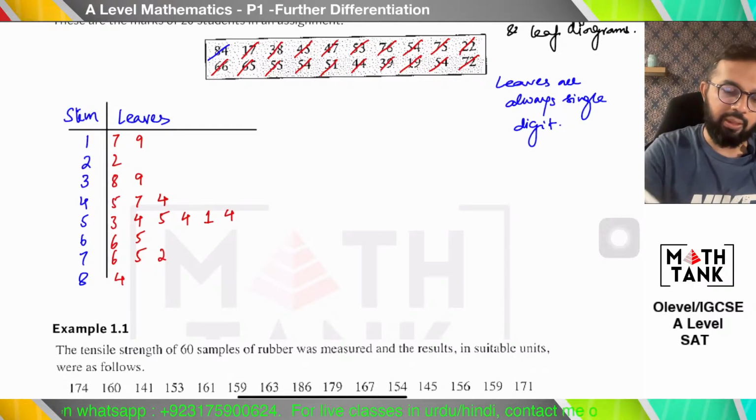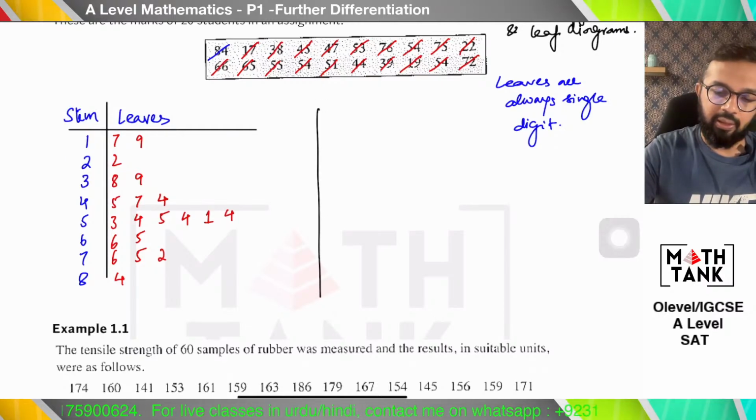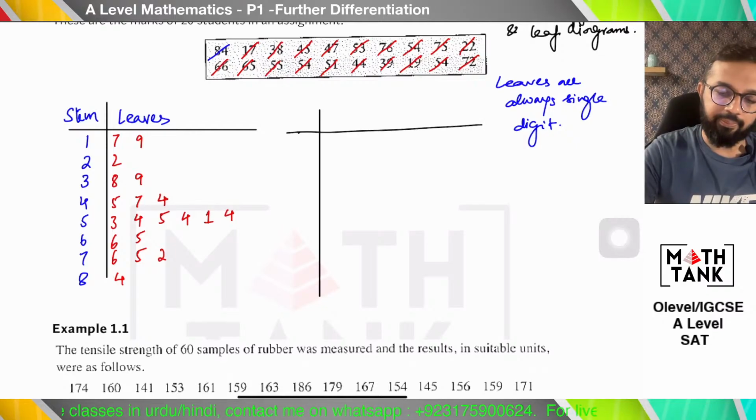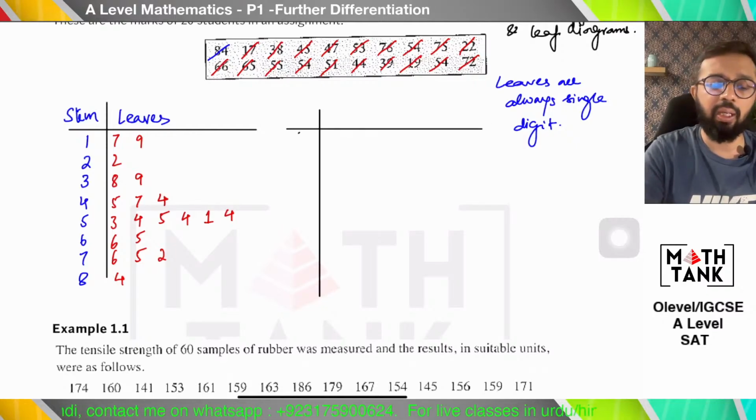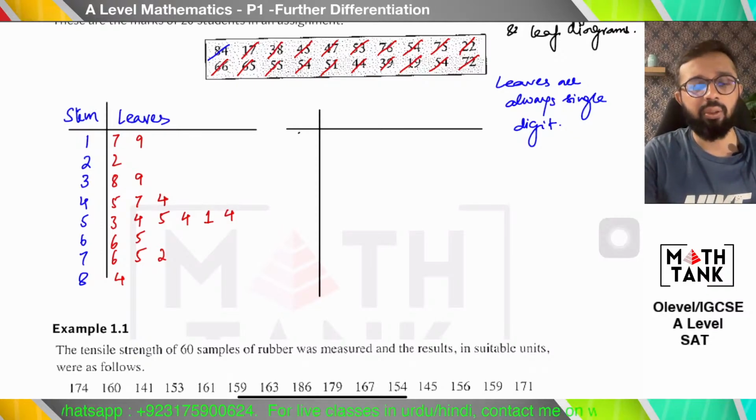So what I'm going to do is draw another stem and leaf diagram, and then I'm going to cancel the old one. Right? If I have space, I can do it twice. If you want to directly draw it in ascending order, that's your call.